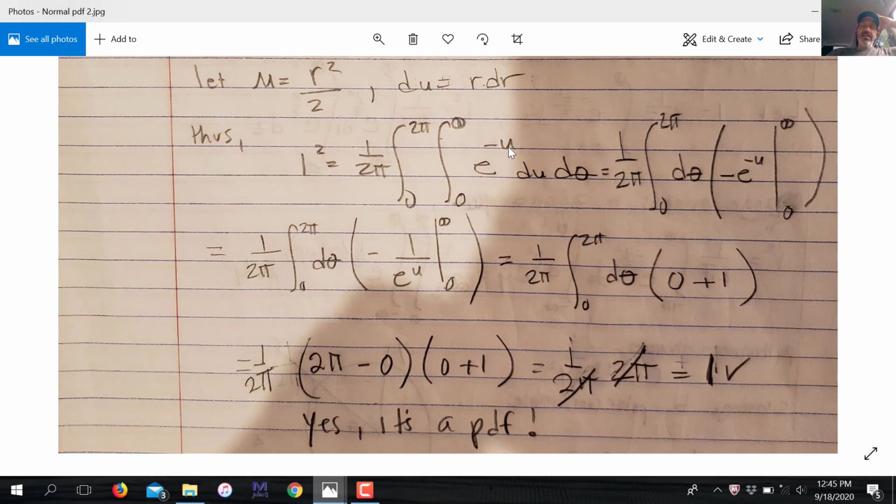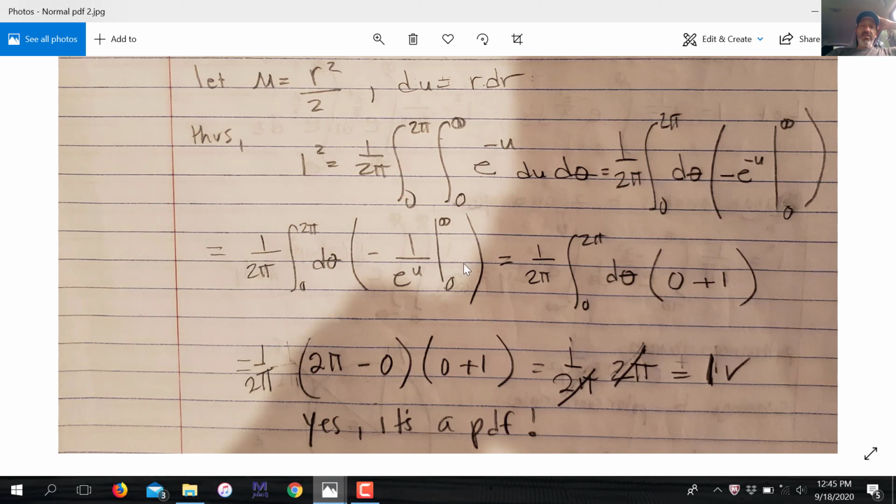So we've got e to the minus u du, and then we have the d theta. So let's go ahead and work this first integral out here. Well, its antiderivative is minus e to the minus u from 0 to infinity. And then we still have, of course, 1 over 2 pi, the integral from 0 to 2 pi d theta, right?